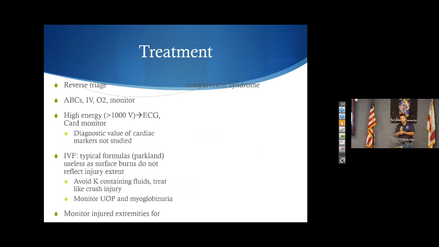So in this gentleman with the right hand, that may be something you want to consider keeping a patient for and watching them, with continued compartment checks in the hand and the forearm. Okay, maybe in that foot.